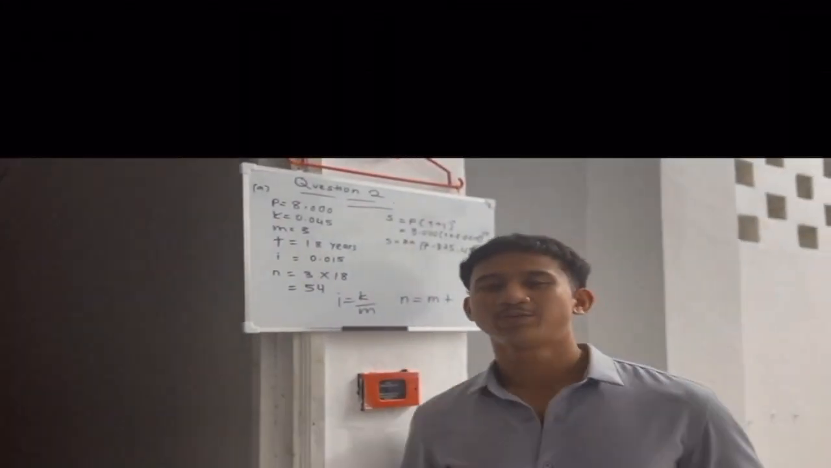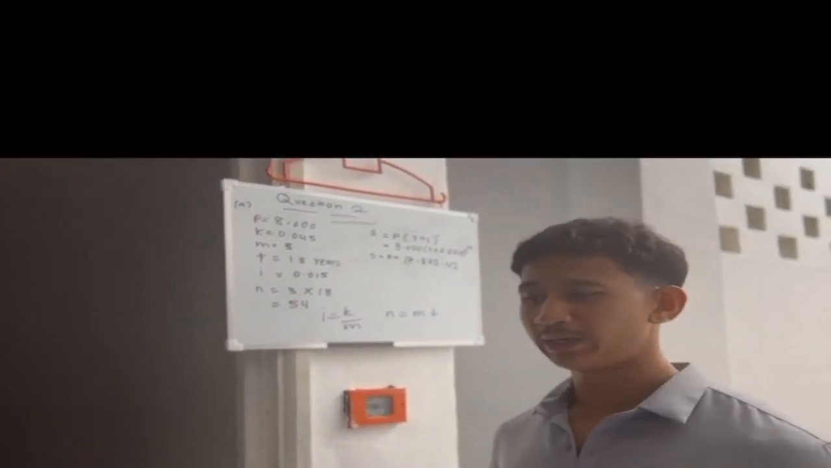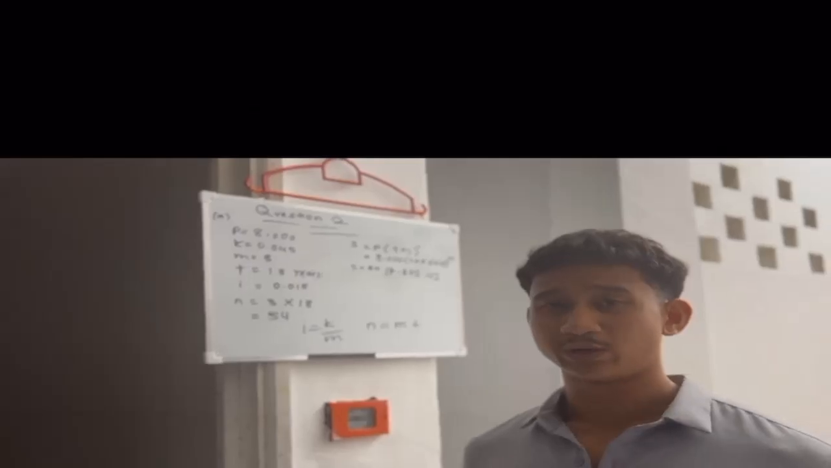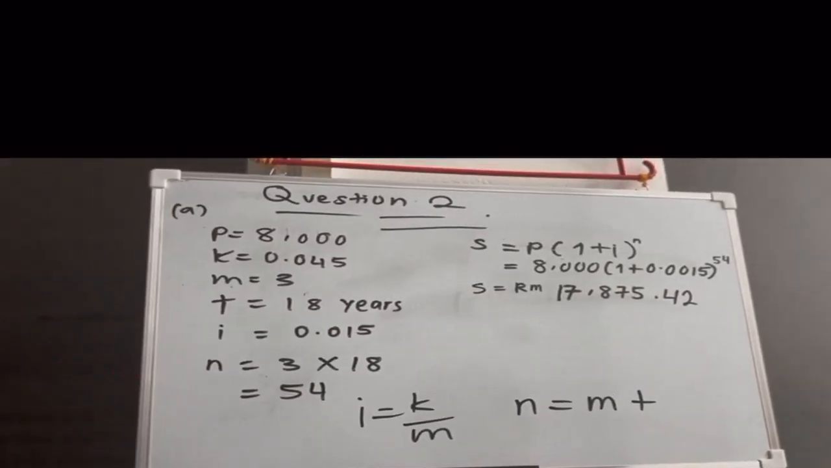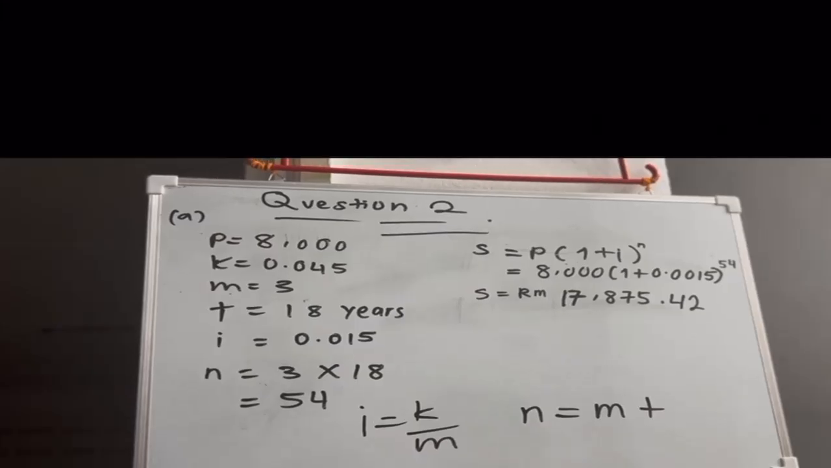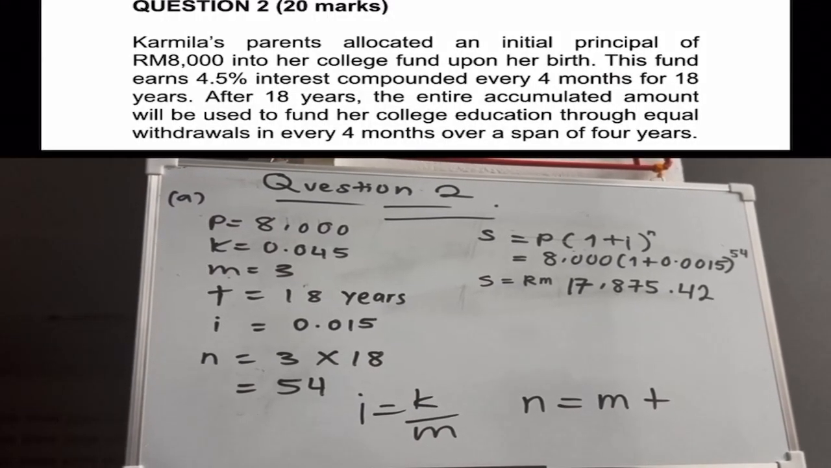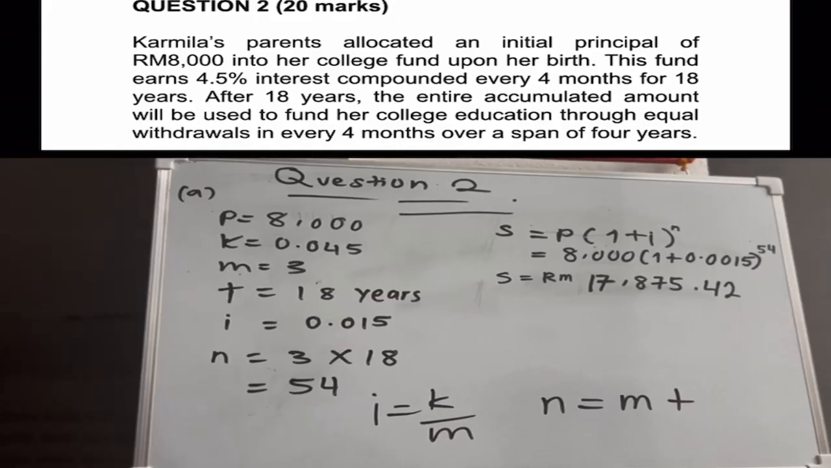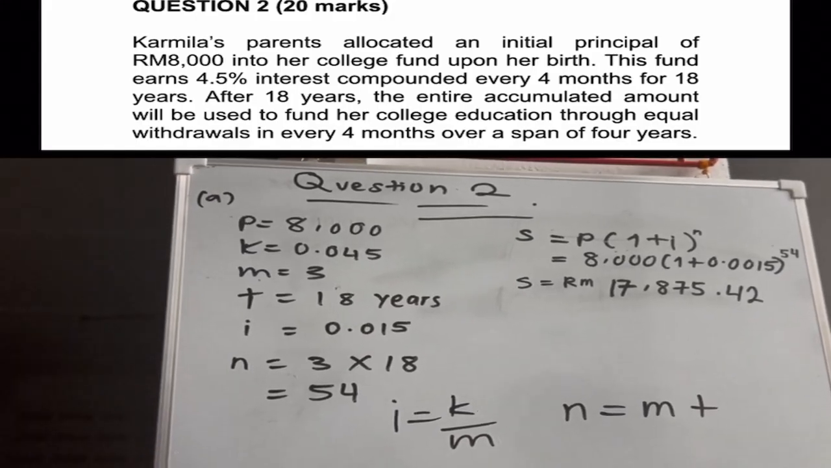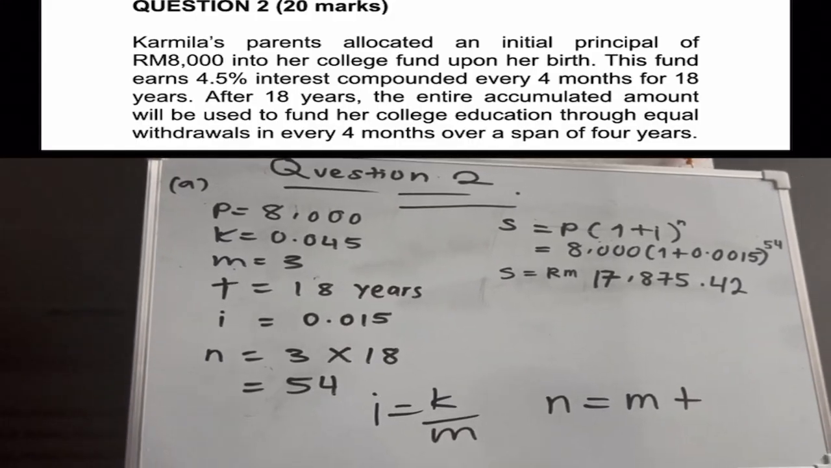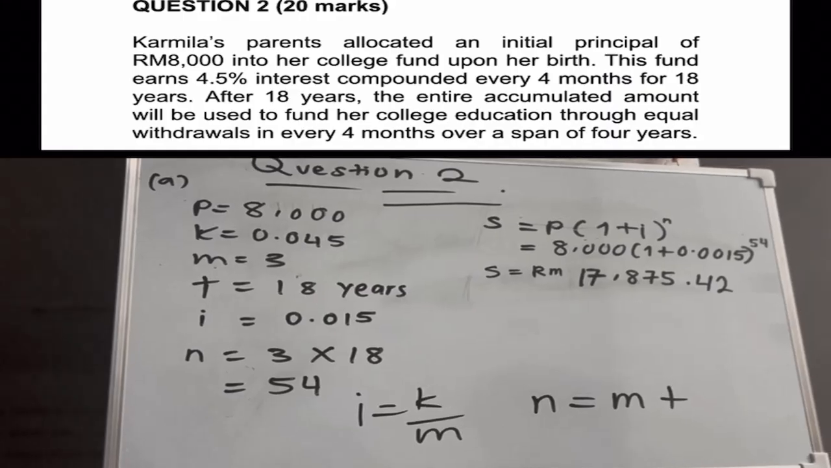Hello, Assalamualaikum. My name is Muhammad Lena Refin Abdul Rahman. I'm from AC1101A. So today, let's continue to question number 2. This question stated that Carmela's parents allocated an initial principal of 8,000 into her college fund upon her birth. This fund earns 4.5% interest compounded every 4 months for 18 years.